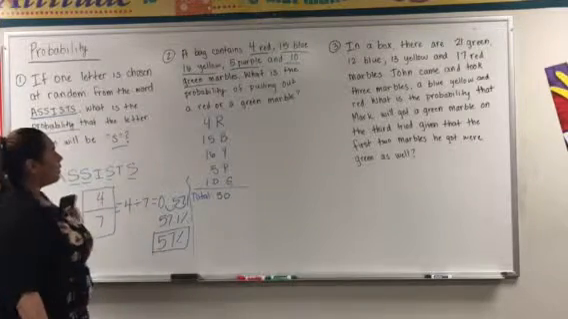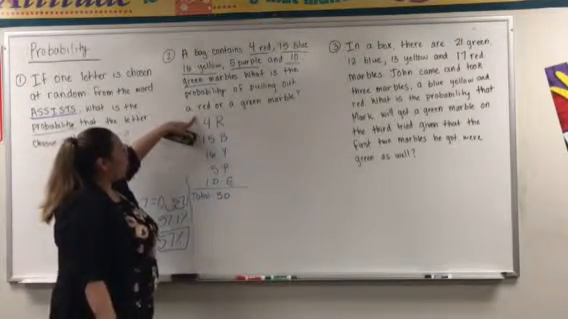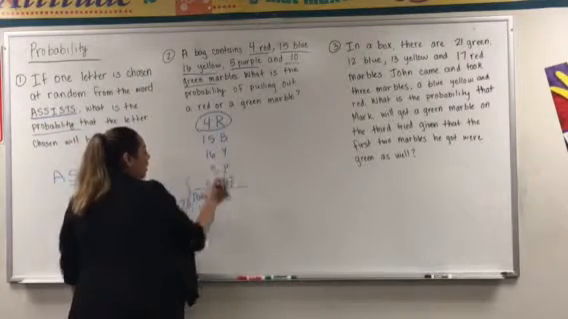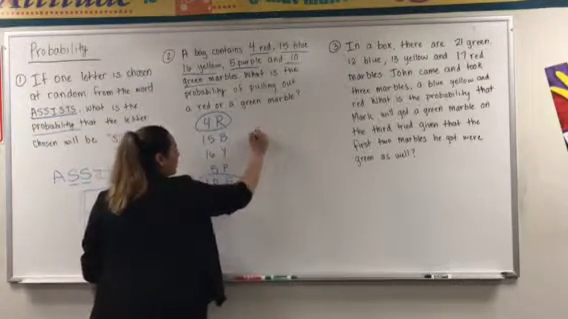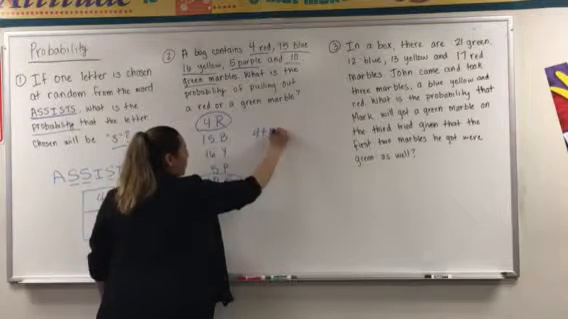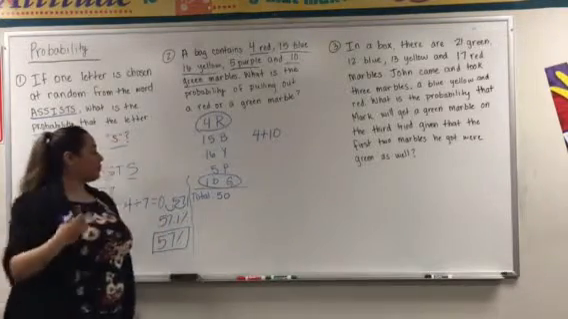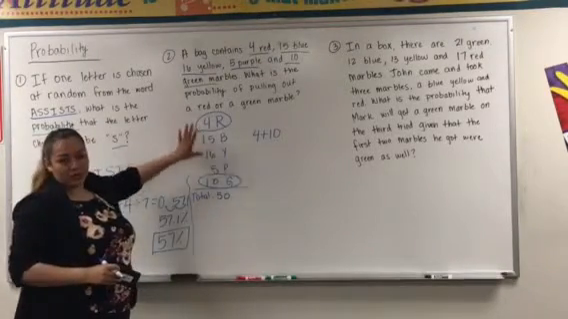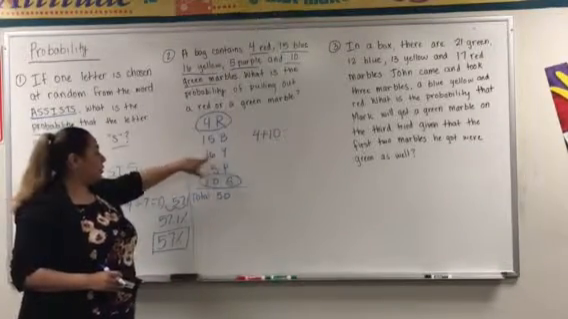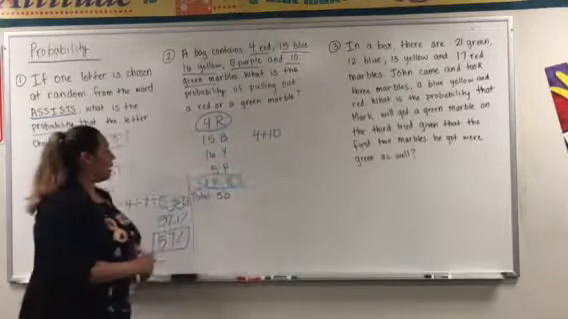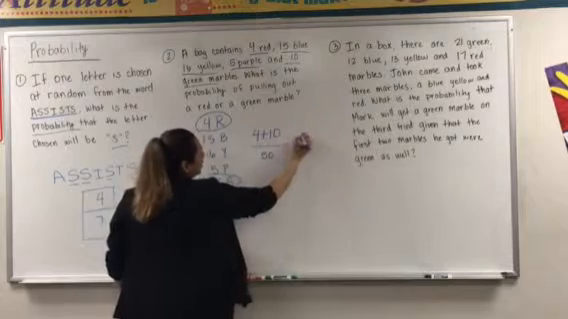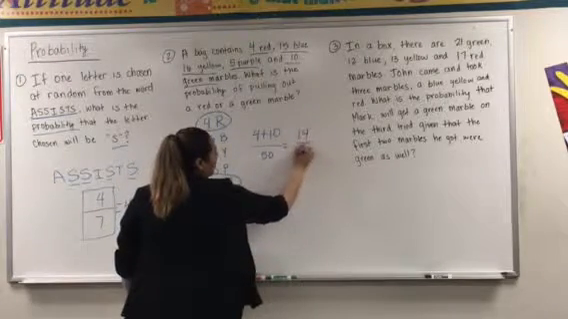Now, what are they asking us? What is the probability of pulling out a red or green marble? So we have 4 red and we have 10 green. So that's going to be 4 plus 10, because it doesn't matter if it's red or green. We don't really care if it's a red or if it's a green, as long as it's one of those colors, not the other one. So we have a total of 14 red or green out of 50. So this will be 14 out of 50.